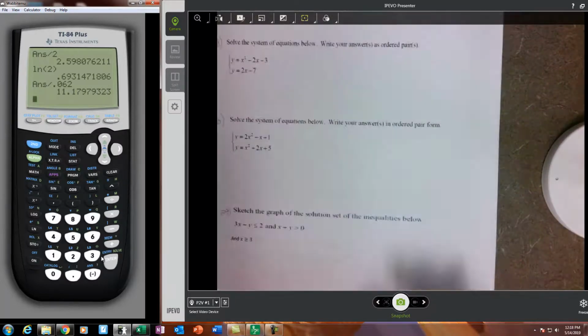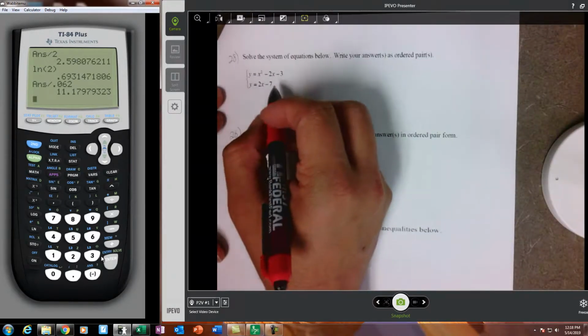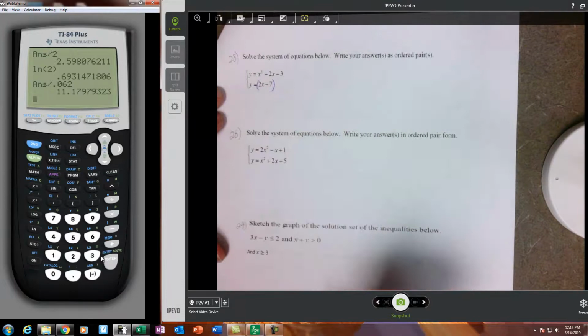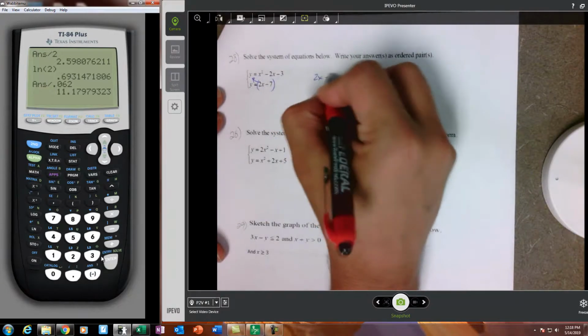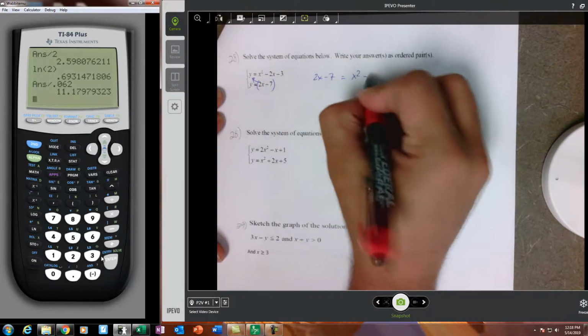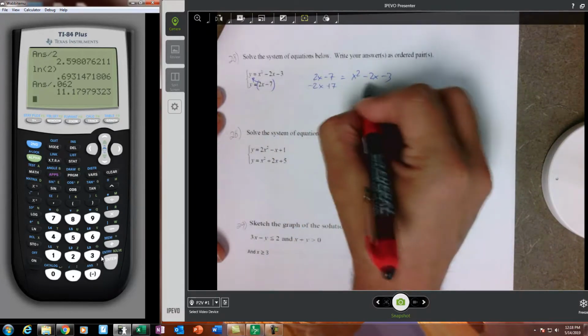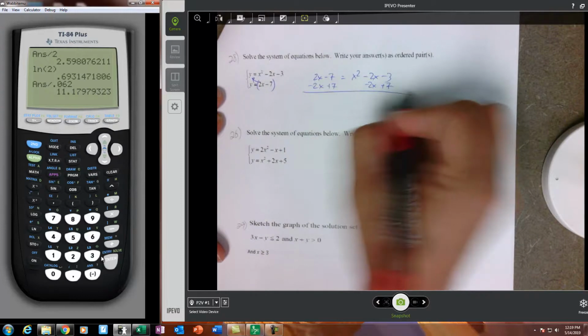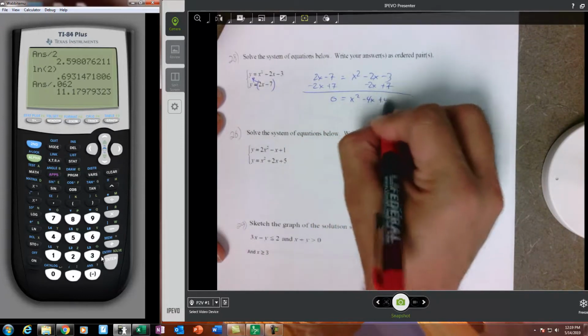Alright, we're down to the last few. In both of these two questions, when we're solving these systems, we're really just doing a substitution of some type. I really like this first example. What I'm going to do is I'm going to take this 2x minus 7, and I'm going to plug it in for the other y because they're both equal to y. So 2x minus 7 will now equal x squared minus 2x minus 3. And if I minus 2x and add 7, minus 2x and add 7, you get 0 equals x squared minus 4x plus 4.